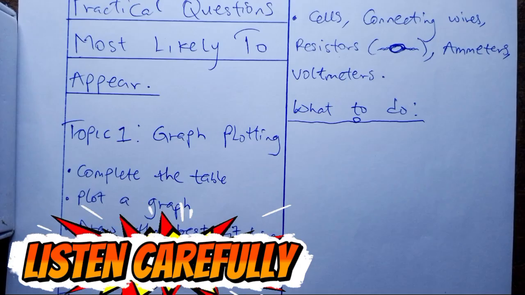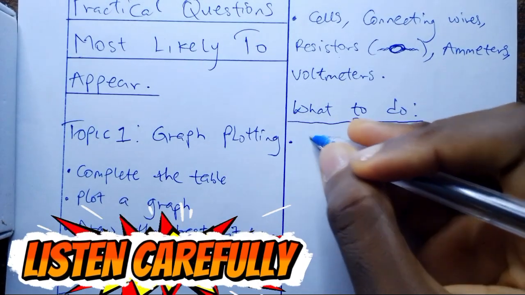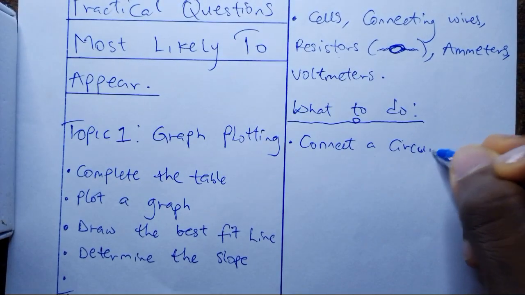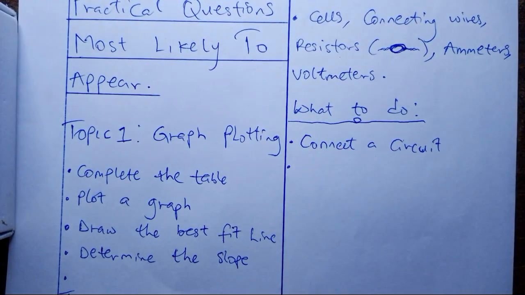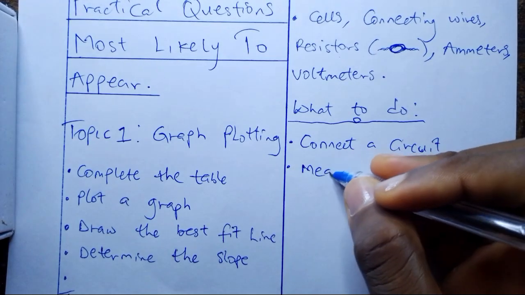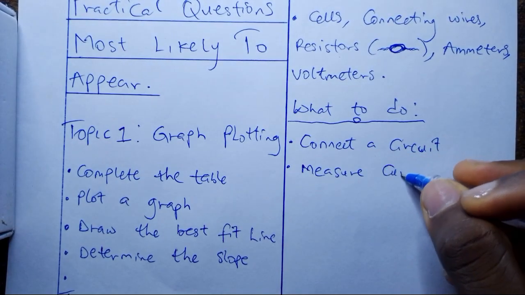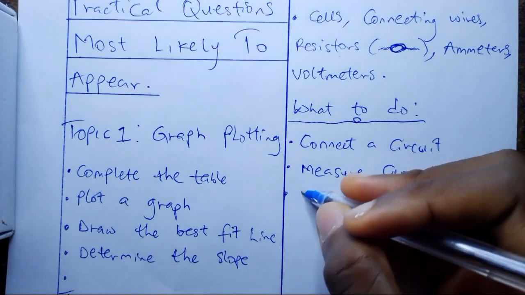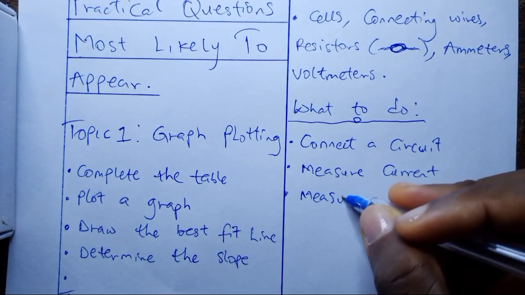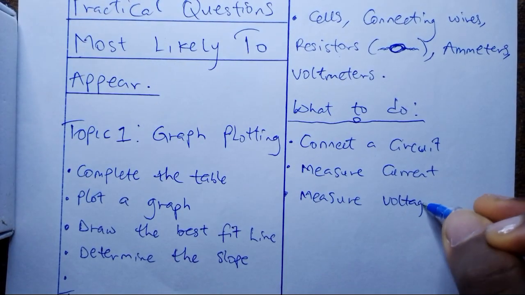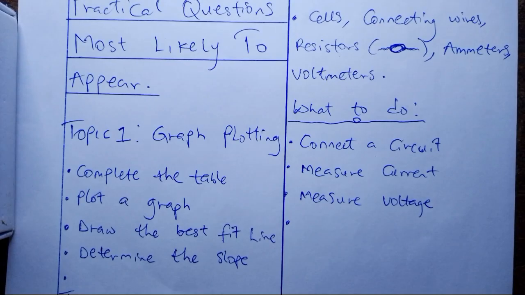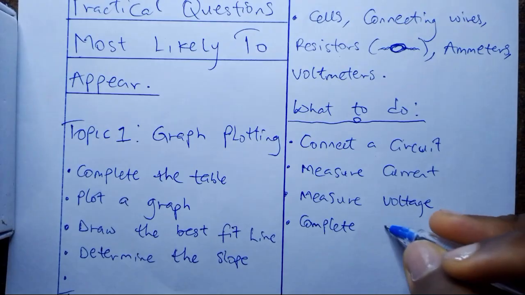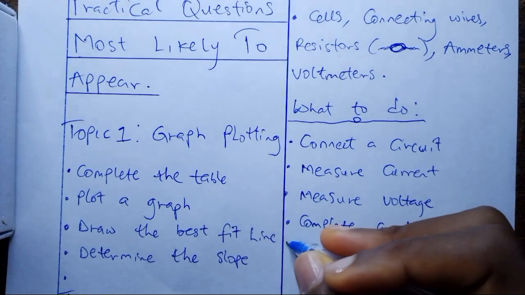Connect a circuit. You'll be asked to connect the circuit. Measure current. Measure voltage. You measure current using the ammeter, and you measure voltage using your voltmeter. Complete a table and calculate resistance. And finally, calculate resistance.